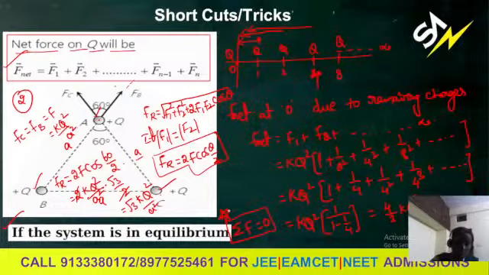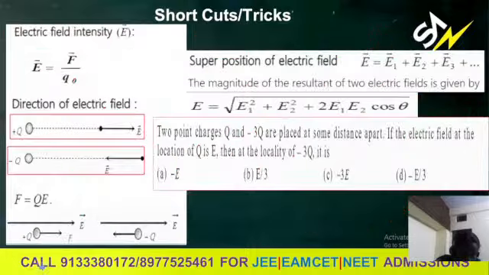Okay, so let us try those models and keep in mind this point: if the system is in equilibrium, we need to apply the condition that the sum of the forces should be equal to zero. Applying this condition, you can find one of the charges, what the magnitude of the charge should be to keep the system in equilibrium.